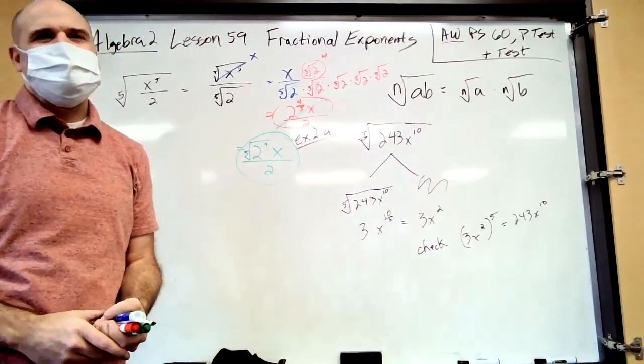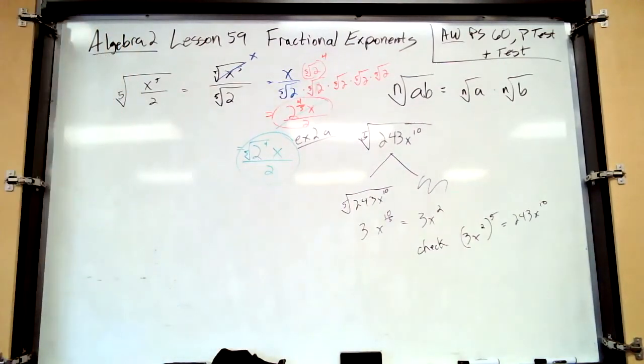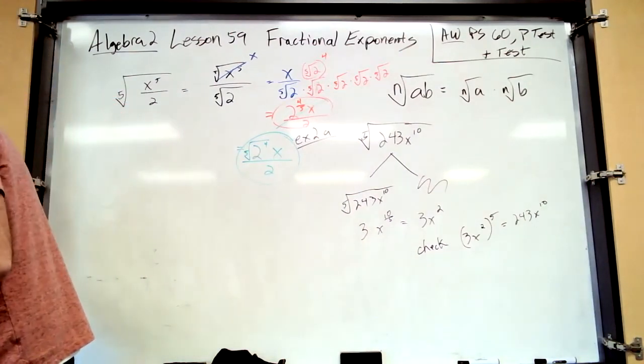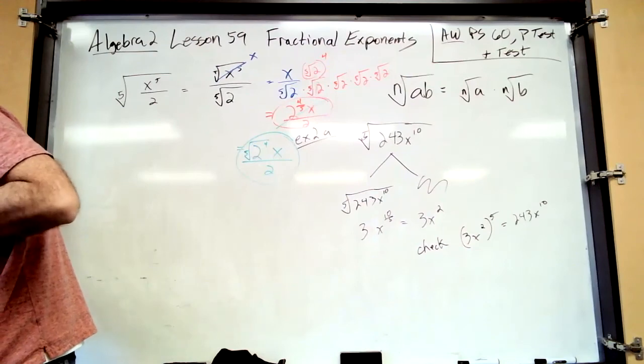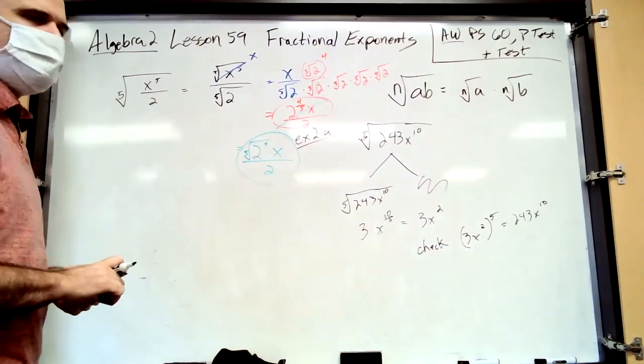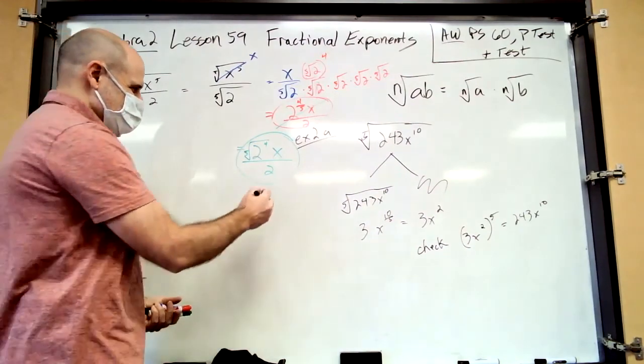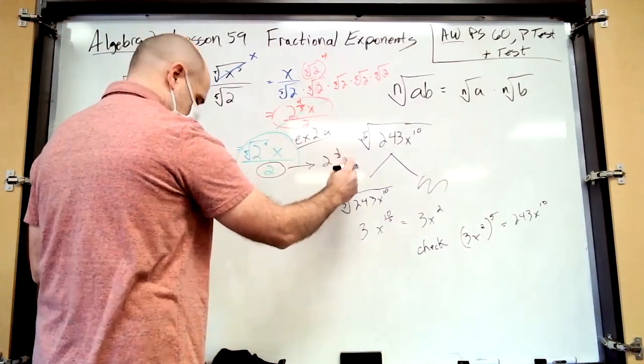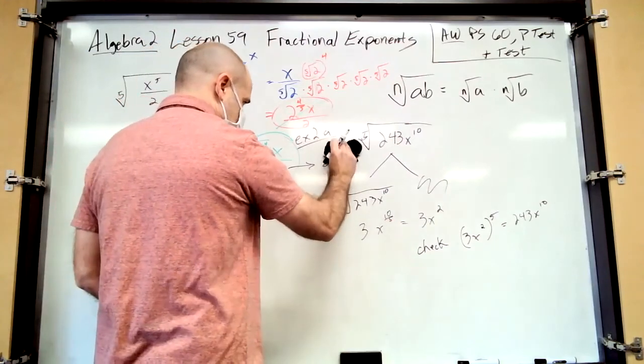Here's what the book went on to do, just because it thinks it's cool. This is really 1 over 2. This is just 2 to the negative 1.